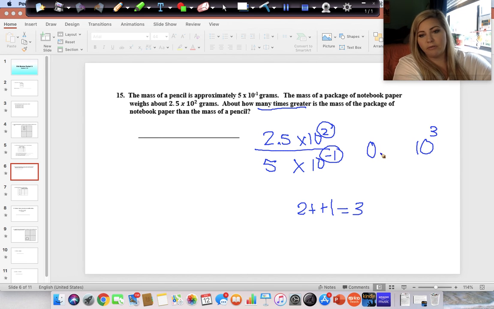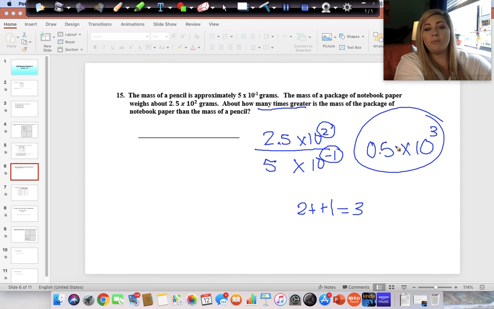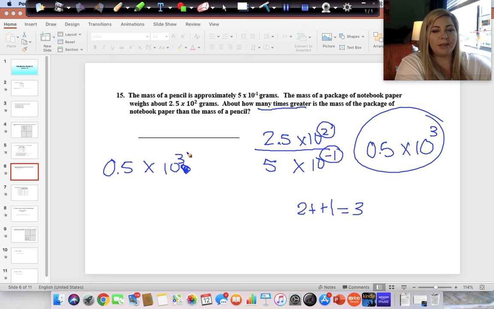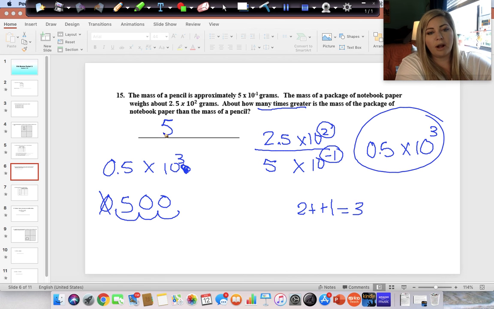So we have 0.5 out here, and then we're going to be multiplying them together. Again, we want to put our answer back into standard form. So if we've got 0.5 times 10 to the third power, we are moving our decimal 3 times to the right because it is a positive exponent. So 1, 2, and 3, we're going to put zeros in our empty buckets. We do not need the 0 out in front of the 5 anymore, so our answer is 500, or 0.5 times 10 to the third power.